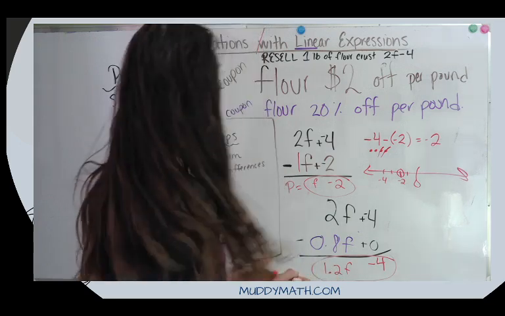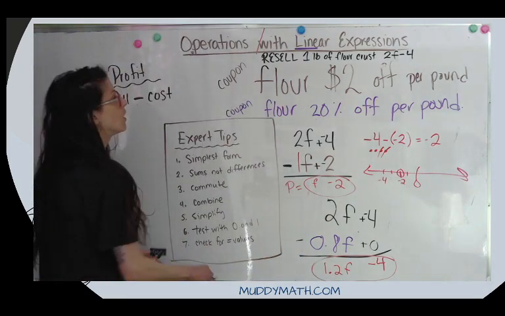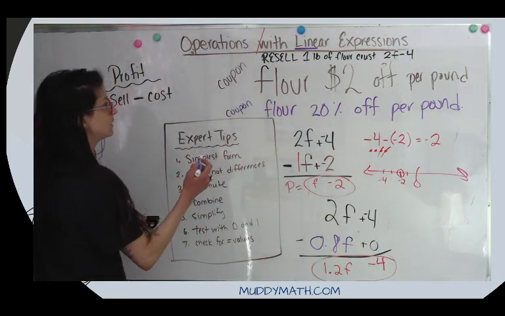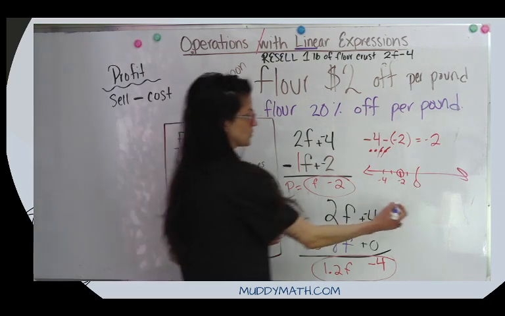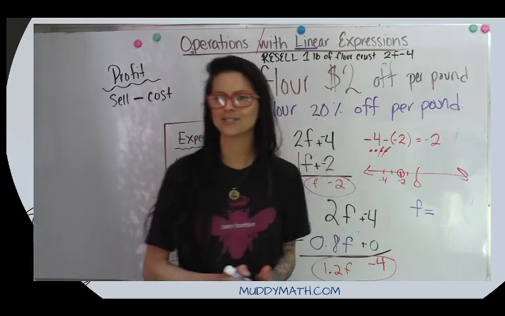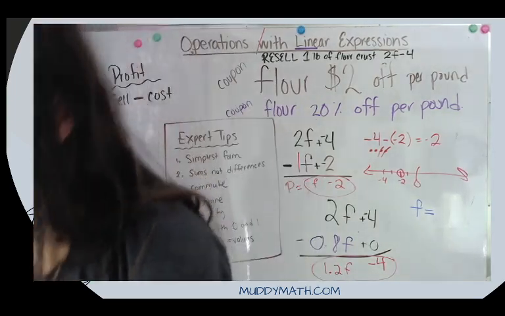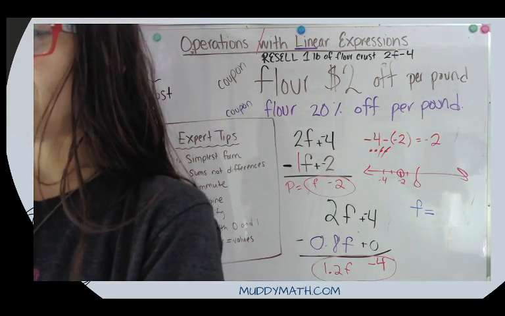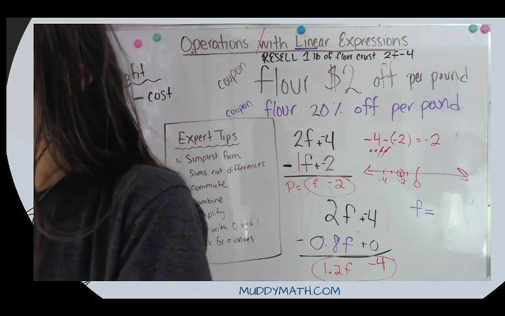So let's say that the original cost of the flour, say that F equals, we're going to pick a value. Say F equals, I don't know, how much does a pound of flour cost? How much does a pound of flour cost? Sorry, the thing is really slow.